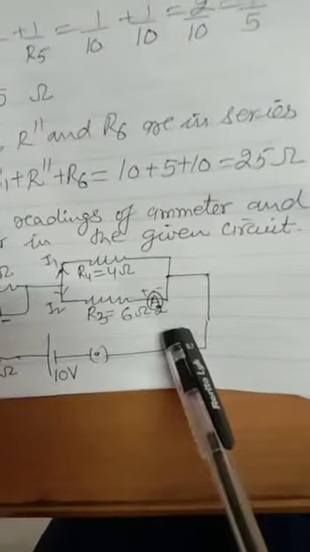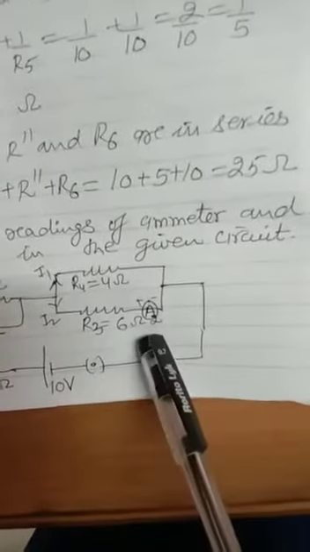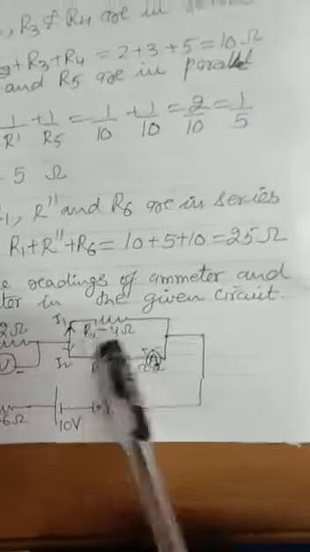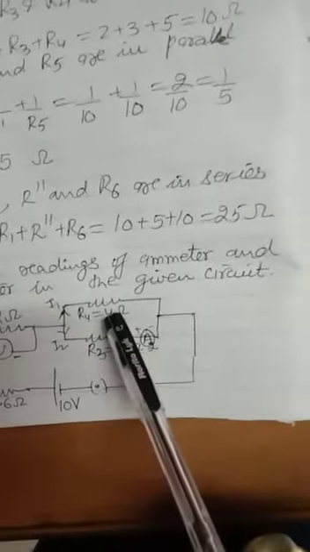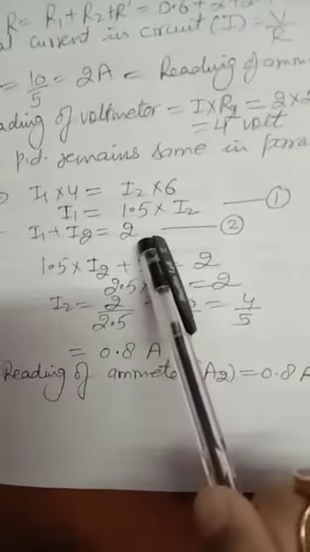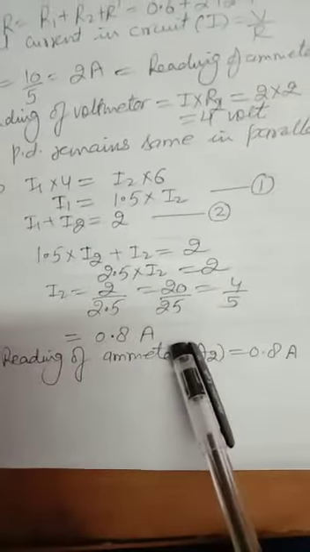Now if you see the diagram carefully, ammeter 2 is connected in series with the 6 ohm resistance and the value we have taken is I2. So we have to calculate the value of I2 only, I1 is not needed. So substitute the values accordingly in the equation in order to reduce the number of steps. So we have 1.5 I2 plus I2 is 2, because the total current is 2. On solving we get 0.8 ampere. The reading of ammeter A2 is 0.8 ampere.